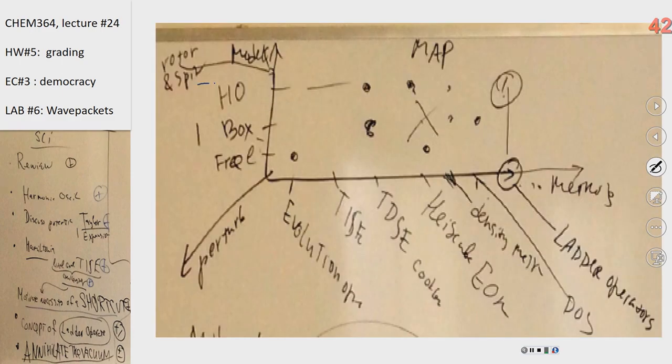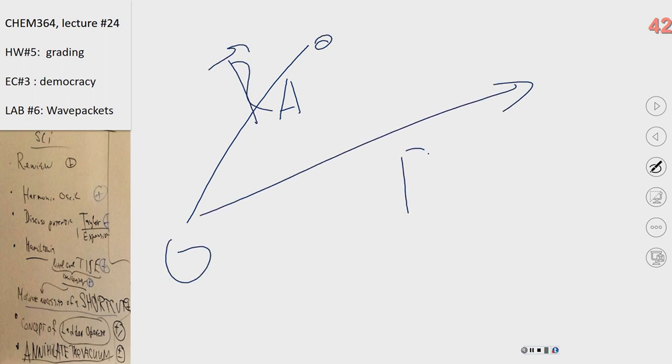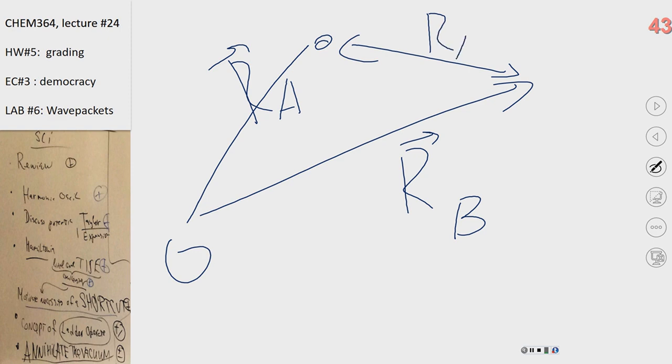So we are starting the next row in our map. We're done with the free electron, with the box, and now we go into HO, which is not a handout, it is a harmonic oscillator. So the position of atom A, say R sub A, origin, the position of atom B, and then the distance between them R_A minus R_B.